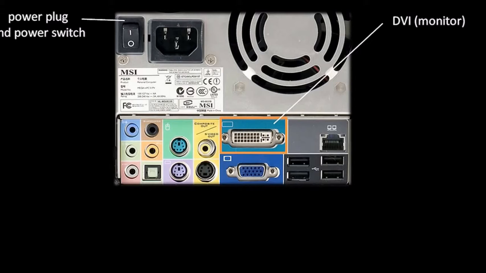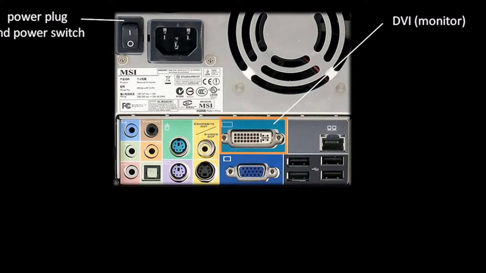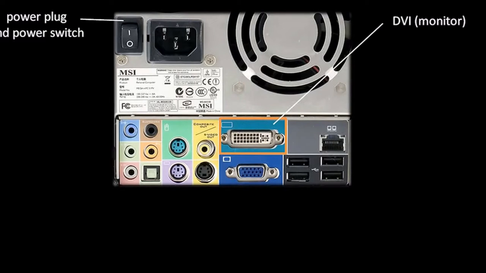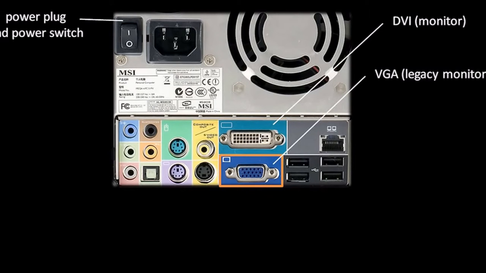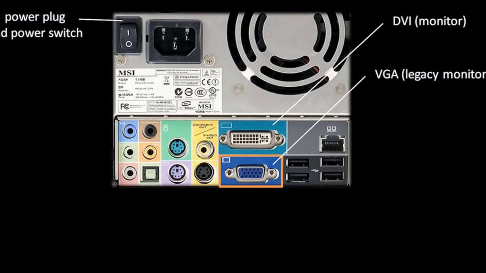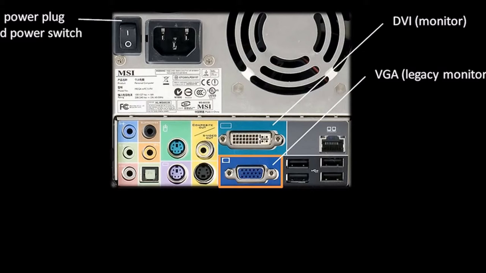There are a few different kinds of monitor connections around right now, but today the most common is this connection called DVI. So most likely this is the connector for the cord that sends the image from your computer to your monitor. This connection below is an older kind of monitor connection called VGA. VGA is still around but being phased out, so it's an example of what we call a legacy technology.